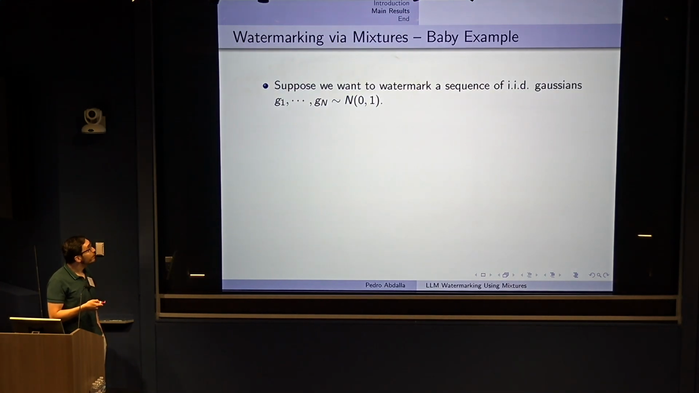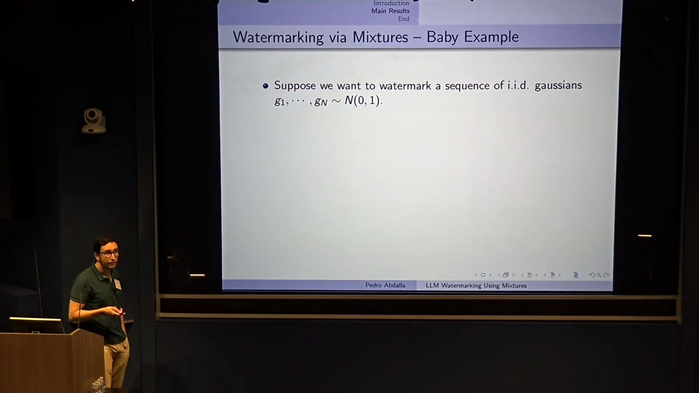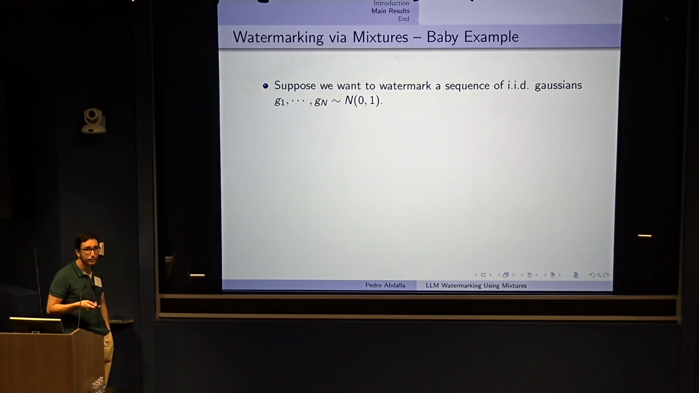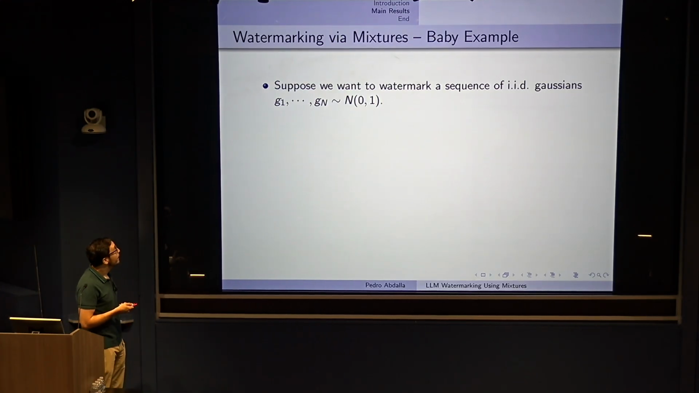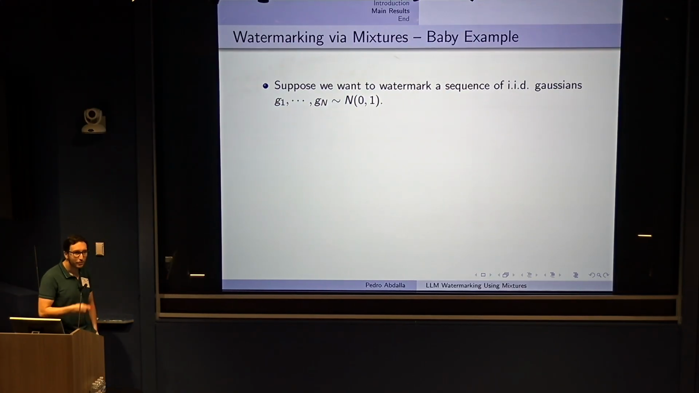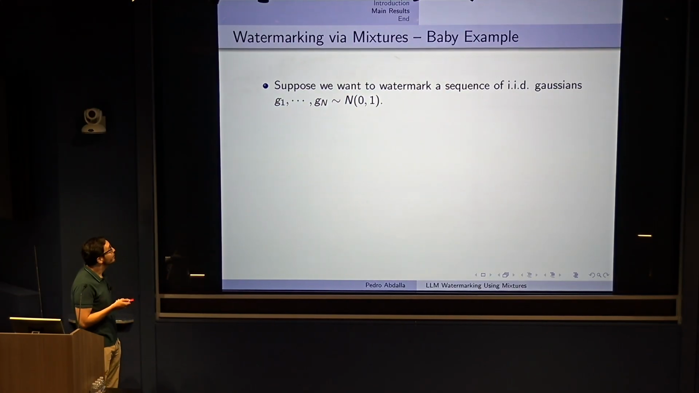So let's see how we construct this watermarking. I will start with a basic baby example, mixtures. I always think in the simplest version, in Gaussian, to explain things. So suppose, of course, I just said it's not IID, but let's make the exercise that it's IID Gaussians between 0, 1, what you want to watermark.